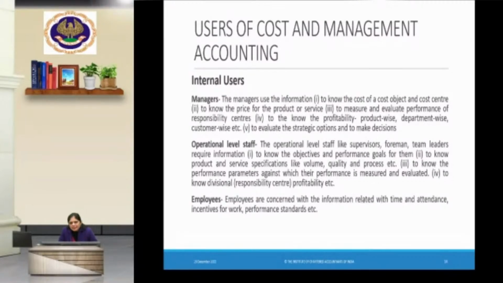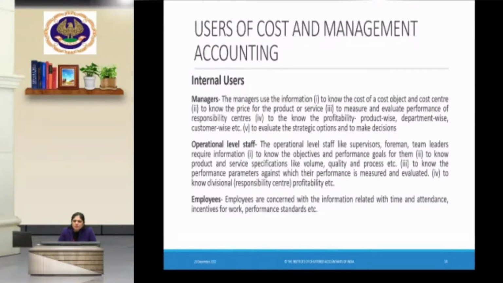All right. And yes, to evaluate the strategic options and to make decisions. All these uses for the management are very important. Then operational level staff. Let us understand why the operational level staff need cost and management accounting, why they actually require that. The operational level staff like supervisors, foremen. Foremen means who basically handle the tools in a manufacturing setup. In a factory, who will handle the tool, who will give the tool to different machines for running the machine. So every foreman takes care of all the production activities going on in that factory area.